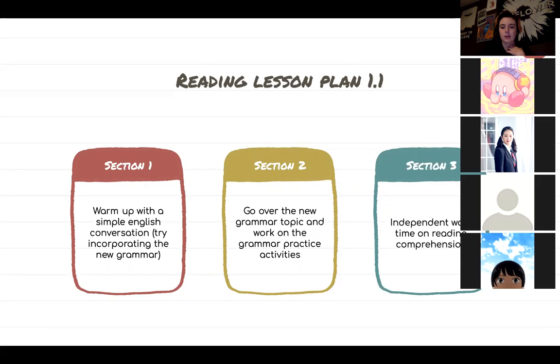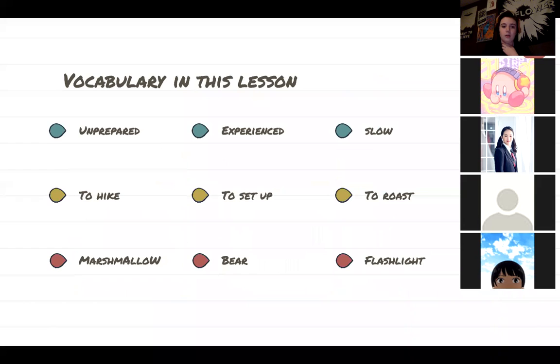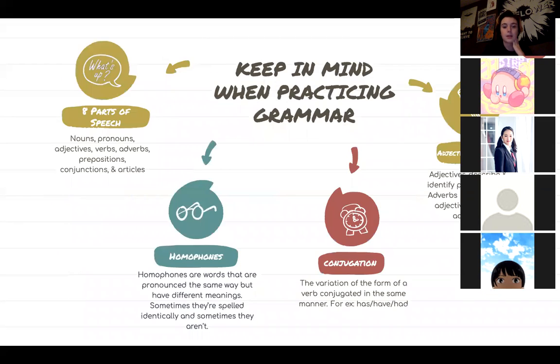Section 3, and then independent work, time on reading comprehension. So section 3 is probably the longest section of the lesson, since it's a lot of independent work for the student rather than you actively teaching them. Some vocabulary in this lesson. This is just related to camping that you can use for reference if you're developing a similar lesson. And then keep in mind when practicing grammar. So here's some content.